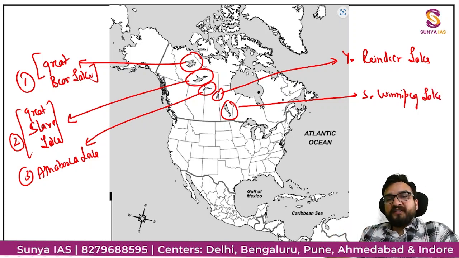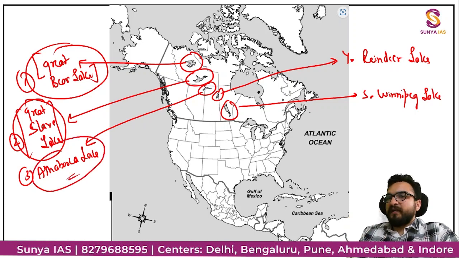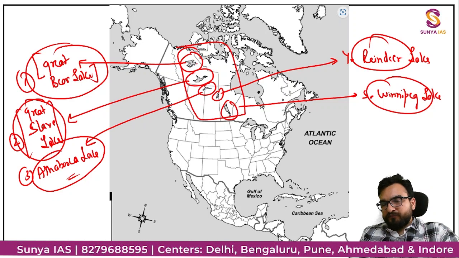How can a question be asked? एक तो इसके sequence में question बन सकता है, right? This is the sequence, north to south, south to north. As it is, you have to remember Great Bear Lake, then Slave. तो ये तो एक साथ आपको याद होना चाहिए, Bear and Slave. Then Athabasca, अजीब सा नाम है Athabasca, right? Then Reindeer and Winnipeg, you try to remember it simultaneously. These are the lakes of Canada which you have to see.